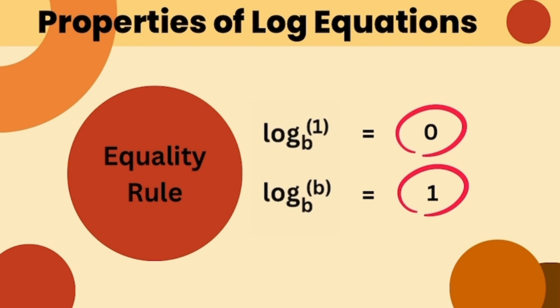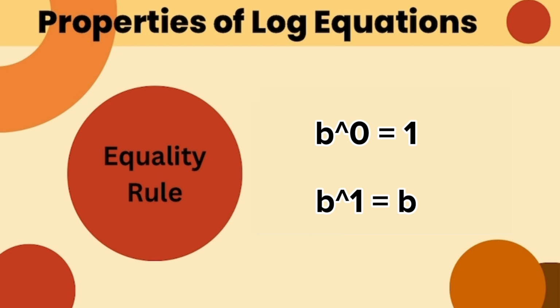And the reason why this happens is because when you try and write the log equation into exponent form, you're basically going to get b to the power of x equals b, and in order to find x, you would put 1. And the same thing applies to the other one. If you try and do b to the power of 0, no matter what b might be, it's always going to equal 1.